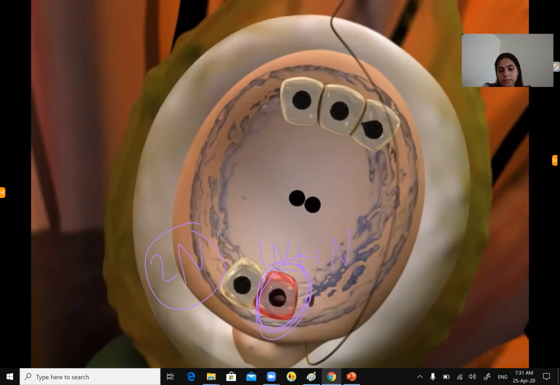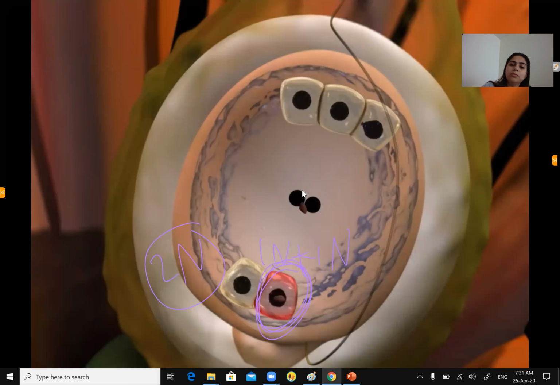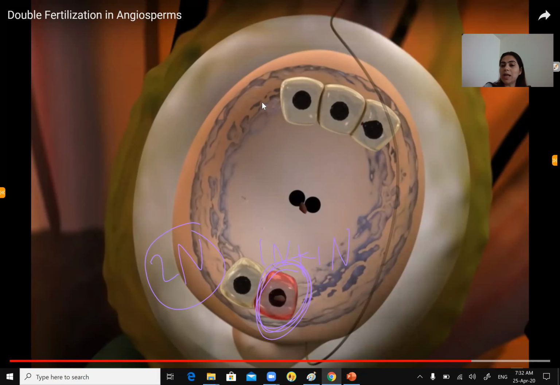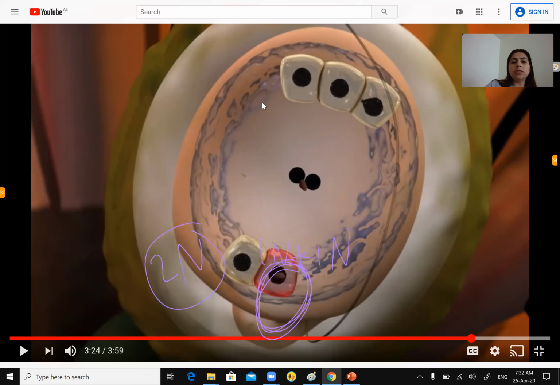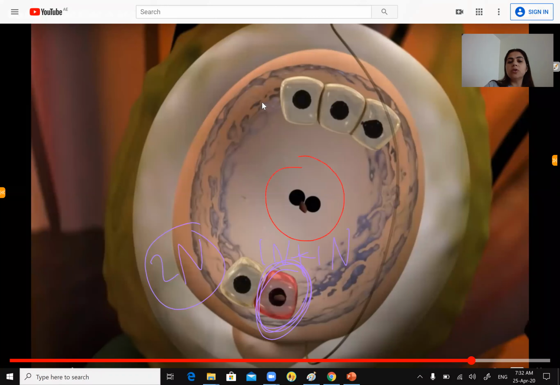The other sperm cell moves up and fuses with both of the central nuclei, forming a triploid cell. So this unusual triploid cell develops into an endosperm. In the second fertilization, 2N plus a 1N sperm. So the result will be a triploid cell, 3N. This 3N will form the endosperm. And you will learn today the structure of the seed.